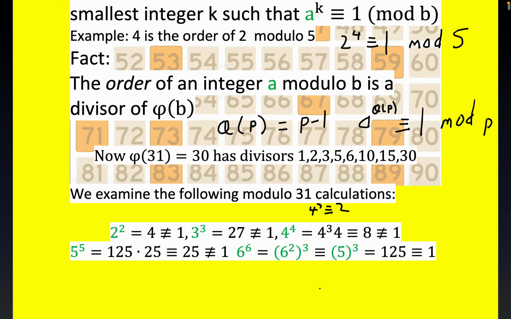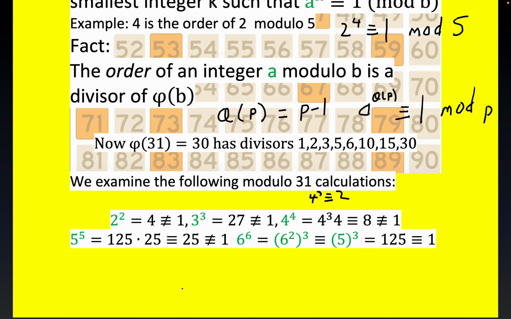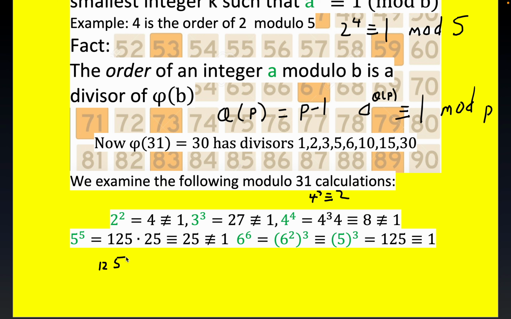Okay? Now, let's see here. For 5, I split 5 to the 5th as 5 cubed and 5 squared. And notice this, in my opinion, this is easier than just writing down whatever 5 to the 5th is and dividing by 31. You can do it in a kind of creative way to minimize your computations. But notice that 125 is congruent to 1 mod 31.